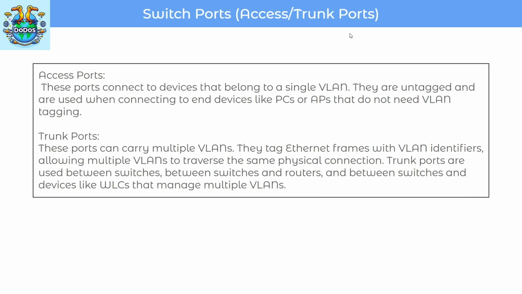Switch ports and access/trunk ports. Access ports. These ports connect to devices that belong to a single VLAN. They are untagged and are used when connecting to end devices like PCs or APs that do not need VLAN tagging. Trunk ports are the ports that can carry multiple VLANs. They tag Ethernet frames with VLAN identifiers, allowing multiple VLANs to traverse the same physical connection. Trunk ports are used between switches and routers, and between switches and devices like WLCs that manage multiple VLANs.